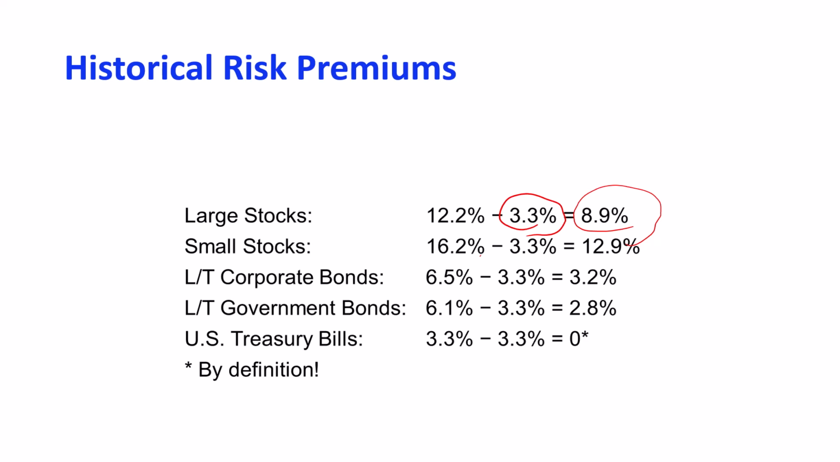So the 8.9% risk premium on large company stocks is a significant reward. And the fact that it exists historically is an important observation. And it's the basis of our first lesson. Risky assets on average earn a risk premium, which means there's a reward for bearing the risk.